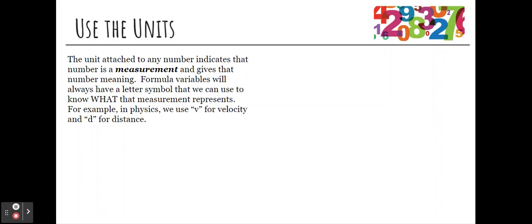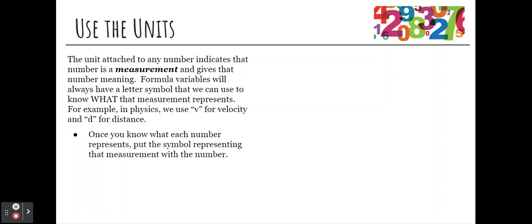We're going to use those units to define what that value is measuring and then translate it into a variable symbol so that we can choose a formula in a little bit. For example, in physics, we use a V to represent velocity, a D to represent distance. We might use an A for acceleration or a T for time. There's all kinds. Once we know what each number represents, we're going to put that symbol in our table that's underneath our problem so we know what each of those values is measuring.